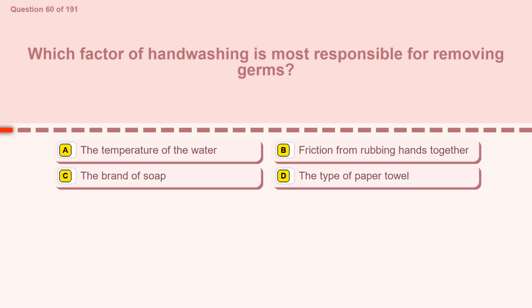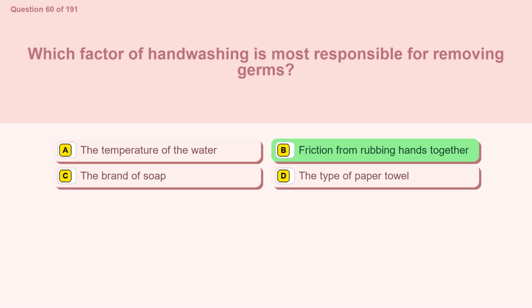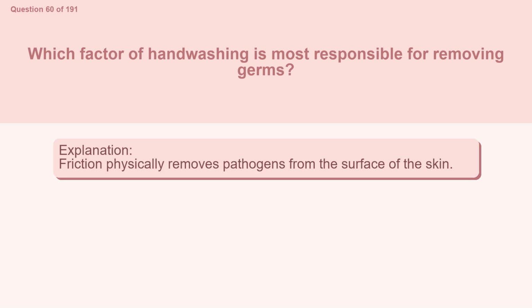Question 60. Which factor of hand washing is most responsible for removing germs? Option A, the temperature of the water. Option B, friction from rubbing hands together. Option C, the brand of soap. Option D, the type of paper towel. The correct answer is option B, friction from rubbing hands together. Friction physically removes pathogens from the surface of the skin.